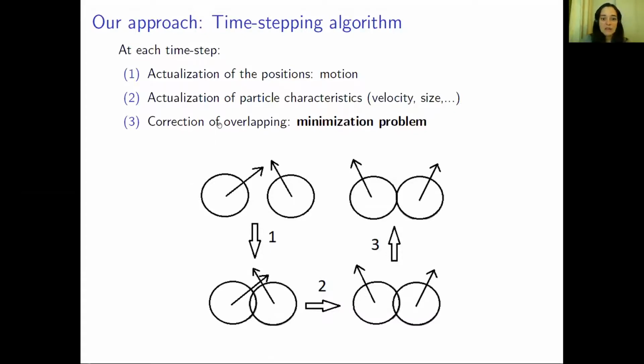And this is a critical point because it's the most computationally heavy, and it involves the way we do it. We solve a minimization problem with constraints, because we want to ensure that the particles satisfy hard constraints.